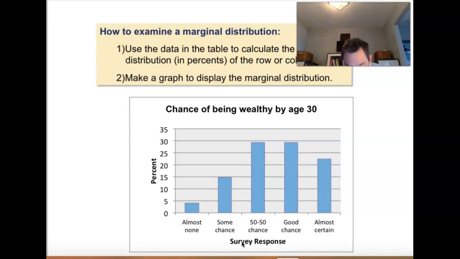All right, so we'll use the data. This is how to examine a marginal distribution. You can use the data in the table to calculate the marginal distribution in percents of the rows or the column totals, and then we can graph them to display the marginal distribution. So here they did the marginal distribution of opinion.